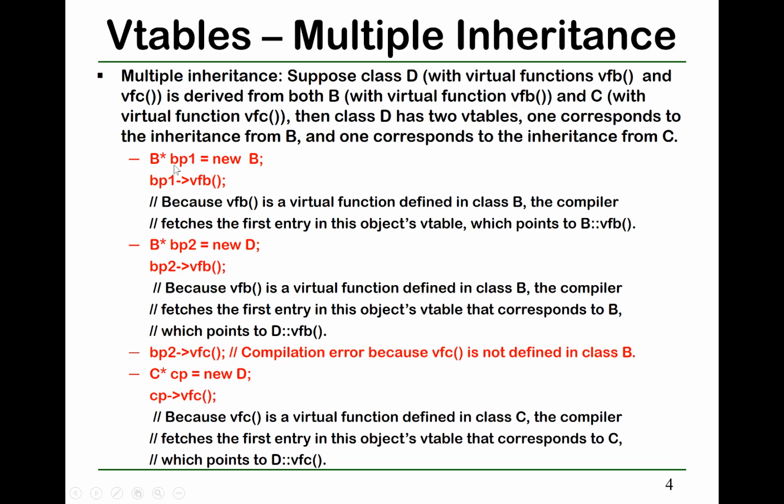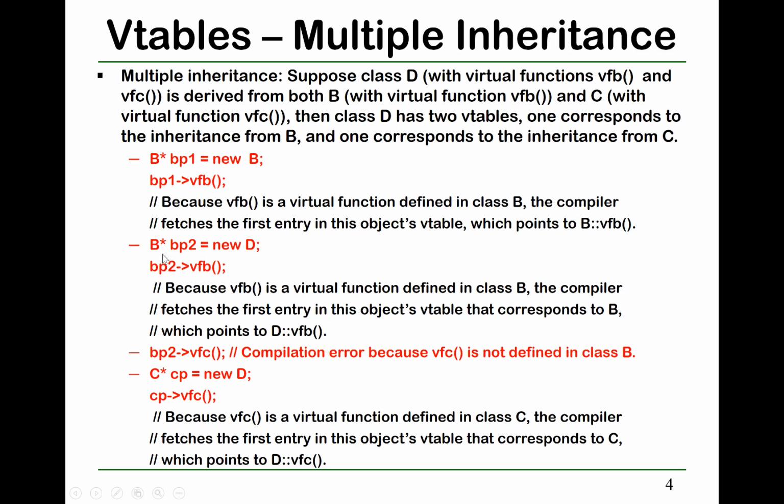In this example, this is a B pointer pointing to a B object, and we call vfb on this B pointer. In this case, because vfb is a virtual function defined in class B, the compiler fetches the first entry in this object's vtable, which points to the B implementation of vfb.